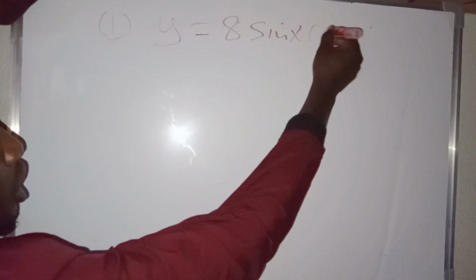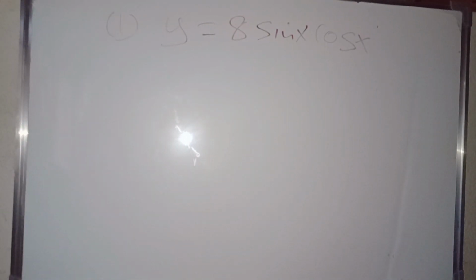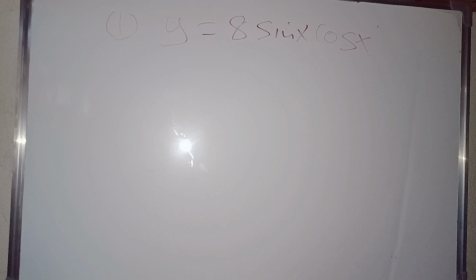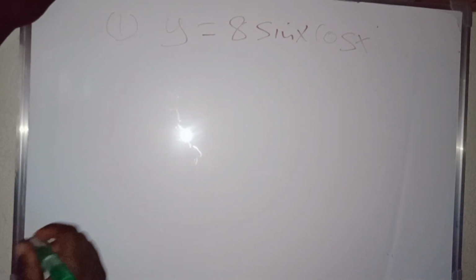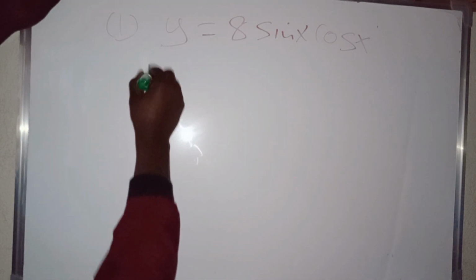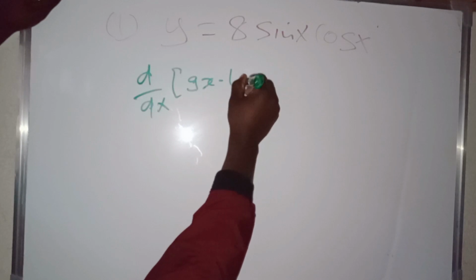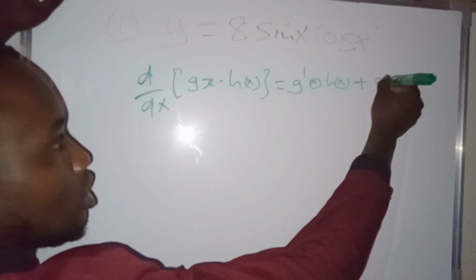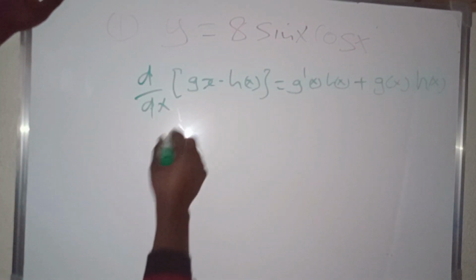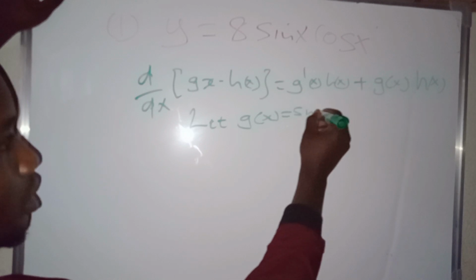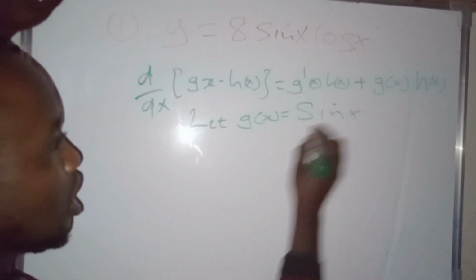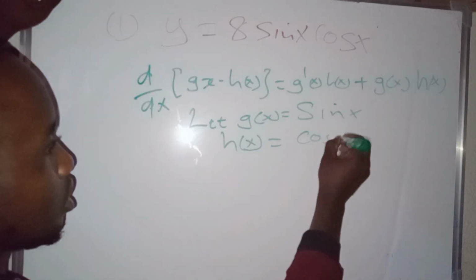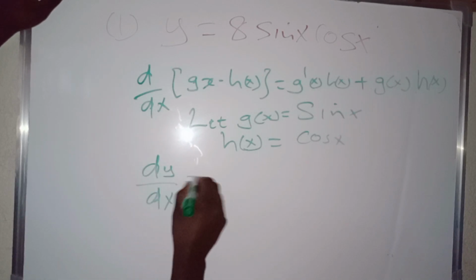So question 1, y is equals to 8 sine x cos x. It involves two functions, sine x and cos x. So use a product rule to differentiate a product of two functions, and it states that the derivative of g(x) multiplied by h(x) is equals to derivative of g(x) h(x) plus g(x) derivative of h(x). So let your g(x) to be sine x, and h(x) to be cos x.